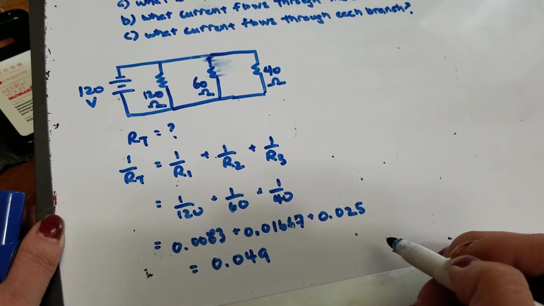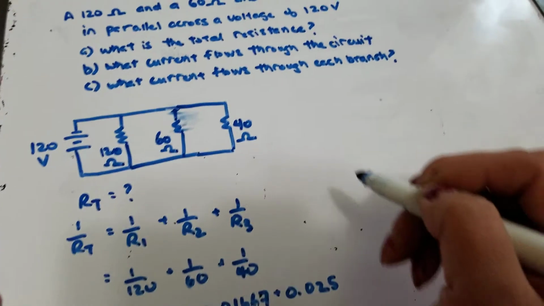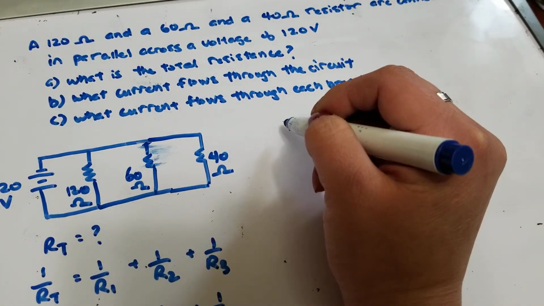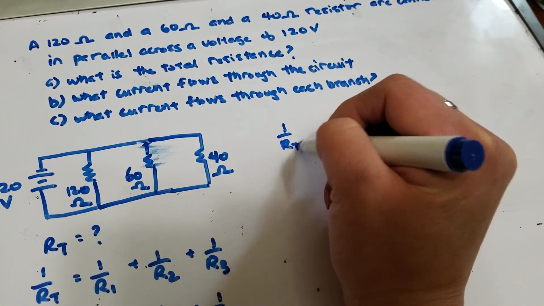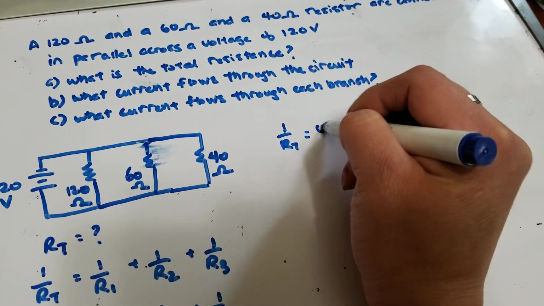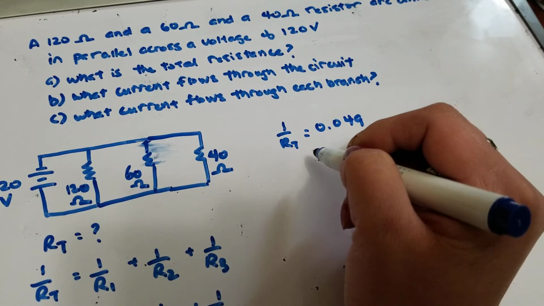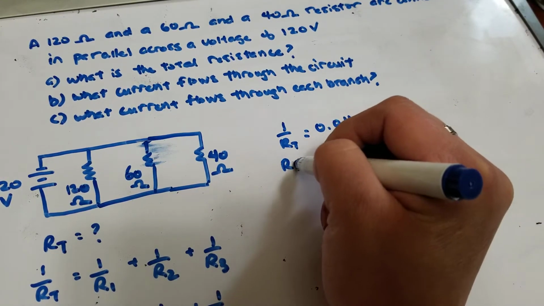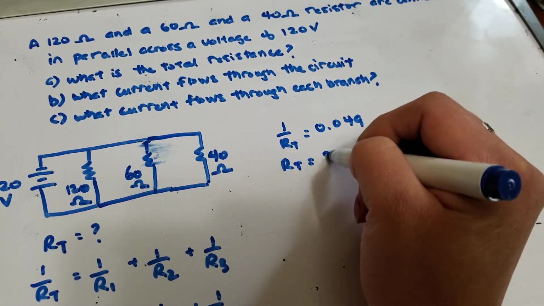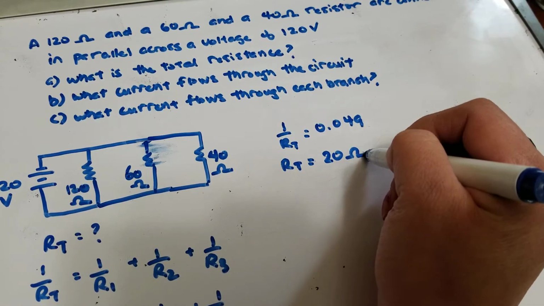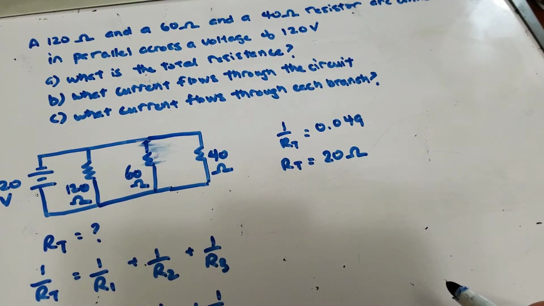which is equal to 0.049. Now, you are looking for RT, so 1 over RT is equal to 0.049. When you cross multiply, you get an RT is equal to 20 ohms. That is your total resistance.